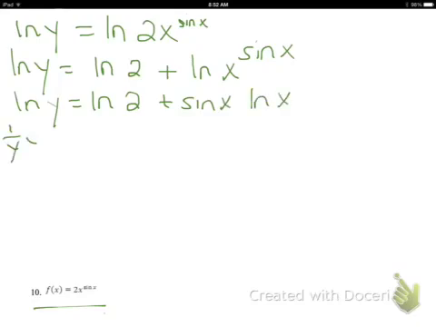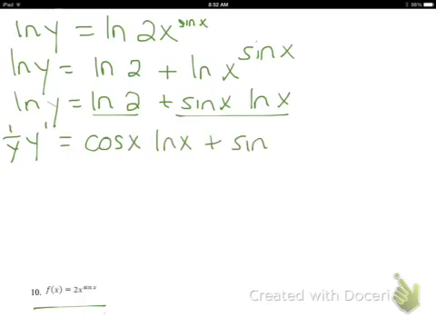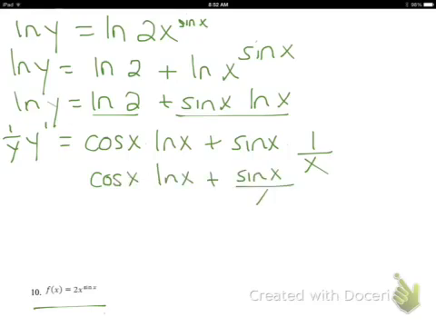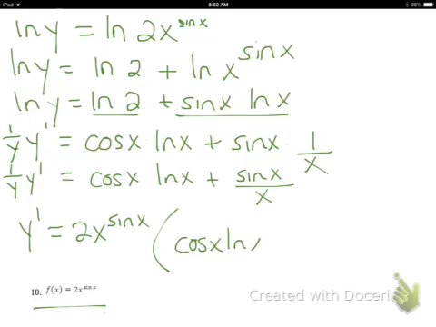I'd have 1 over y times y prime equals derivative of that is 0. Over here I'd have to use the product rule. So derivative of sine is cosine times natural log of x plus sine times 1 over x. Simplify a little bit. So I'm going to write the last one as natural log of x plus sine x over x. Okay, and then multiply both sides by y. So y prime would equal my original function, which was 2 times x to the sine x, times cosine x natural log of x, plus sine x over x.